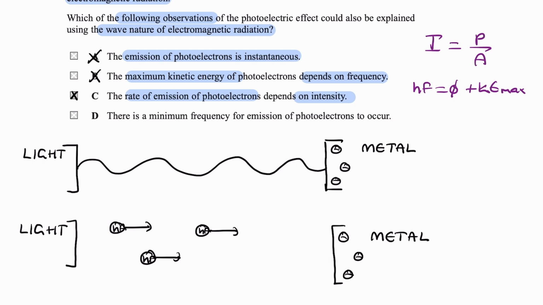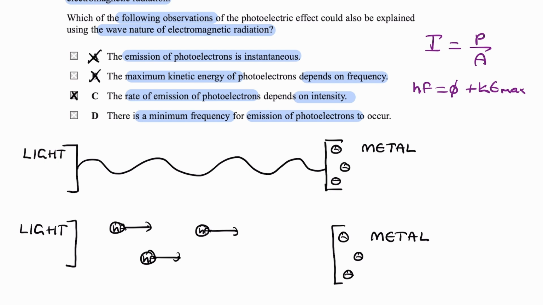And we'll go over D as well to see why it can't be true. There is a minimum frequency for emission of photoelectrons to occur. This goes back to the idea of a threshold frequency, which is true in the particle model, but not in the wave model. It's true in the particle model because electrons are absorbing photons of energy hf in a one-to-one interaction. Therefore, the energy of a single photon must be above the work function, and therefore the frequency of those photons must be above a certain value too, because the energy of the photon is hf, and that's called the threshold frequency. In the wave model, frequency doesn't affect the power that the wave transmits per second, it's amplitude that affects intensity and therefore power.